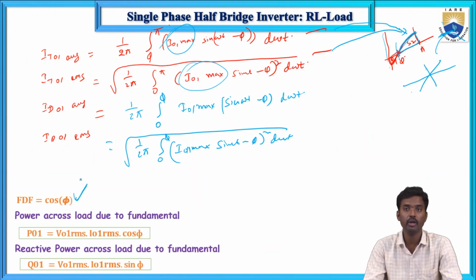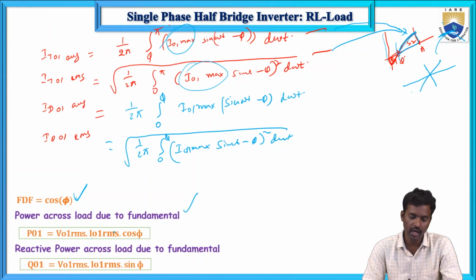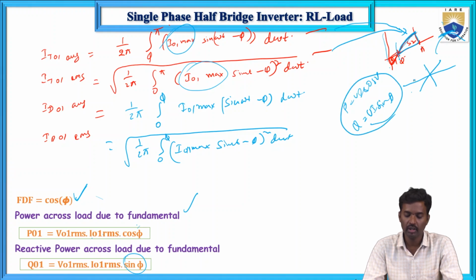And next here, the fundamental total power across the load due to the fundamental is P01 equals V01 RMS times I01 RMS times cos phi. And the total reactive power across the load due to the fundamental has sin phi. We know P equals VI cos phi, that is active power, true power, and Q equals VI sin phi. This we already know very well, we already discussed it in single phase circuits.